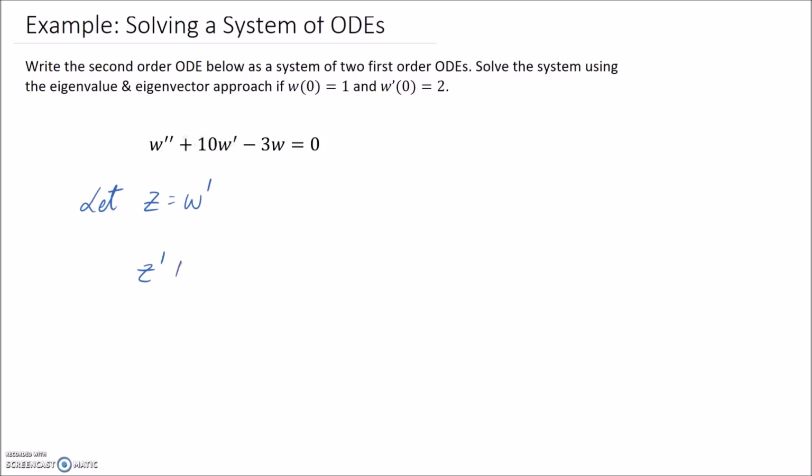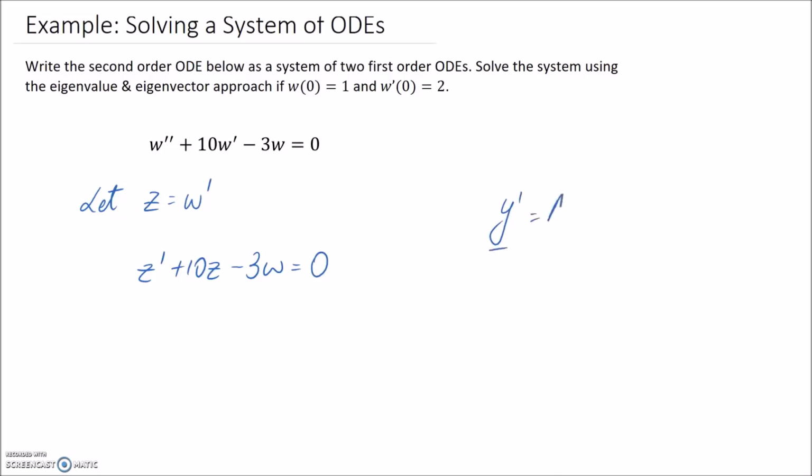Then we can write plus 10, and we can replace w dash with the z that we introduced. And there's not much we can do here, so we just leave it as minus 3w is equal to 0. So what we can see now is that this one equation has been rewritten in terms of these two first order ODEs, because the highest derivative in both of them is a first derivative. So now the challenge becomes writing it as a matrix equation.